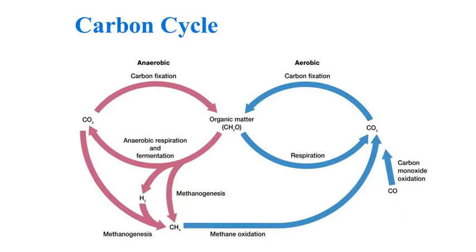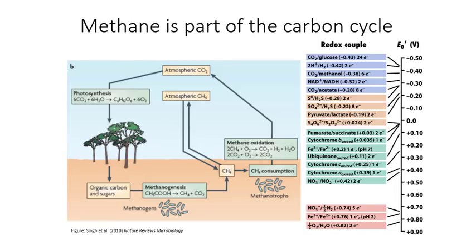So now we've discussed carbon fixation, both photoautotrophic and chemoautotrophic, in addition to heterotrophic reactions, specifically aerobic and anaerobic respiration and fermentation. We have yet to speak about reactions involving methane, so let's do that now. Methane is a very important part of the carbon cycle, and microbes are the only way methane is biologically produced and consumed. There are abiotic ways to generate and consume methane, though.